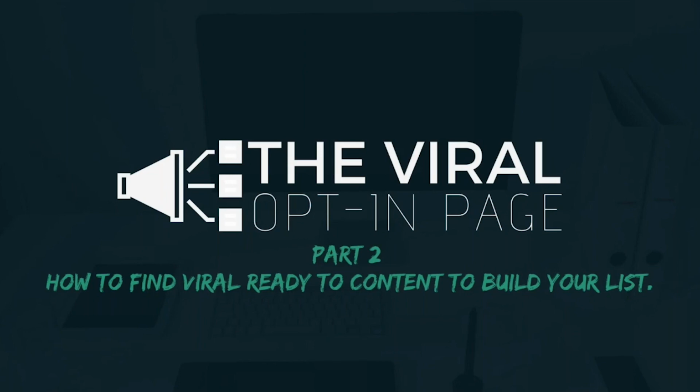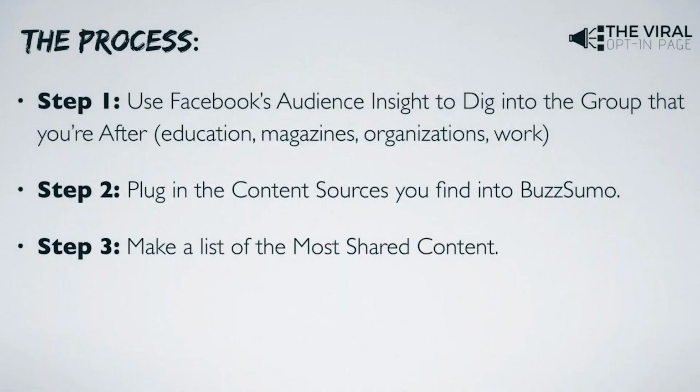Okay, so first, how this is sort of going to go, I'm going to give you an overview, and then I'm going to walk you through the step-by-step of how this works. Okay? So here's the overview of the steps we are going to take. It's a 3-step process. Step 1, we're going to use Facebook's Audience Insights to dig into the group that you're after. Now how we're going to dig into this group, I'm going to show you in a second. We're going to use education, like the schools they went to, magazines, organizations that they belong to, places that they work at. We're going to use all of those things to target them and to learn more about them.